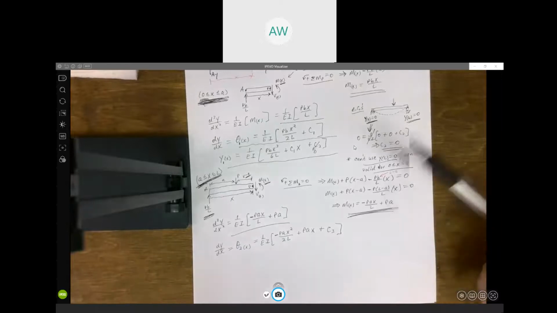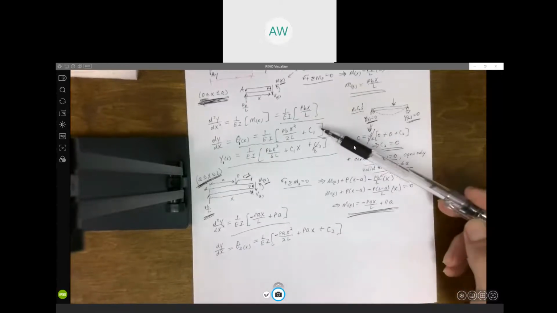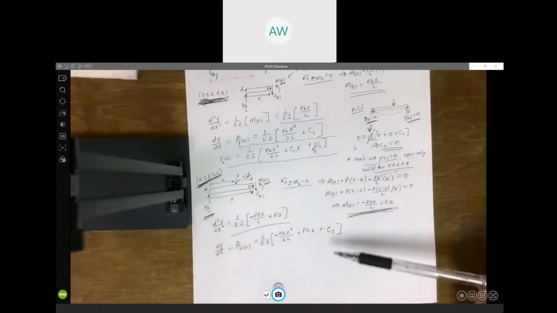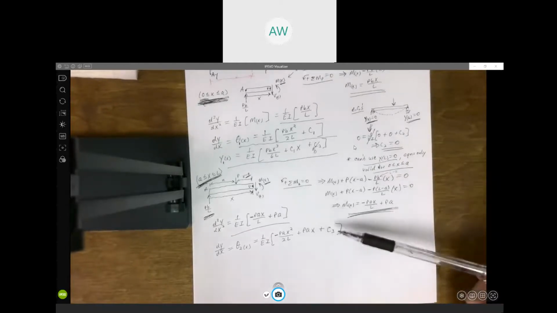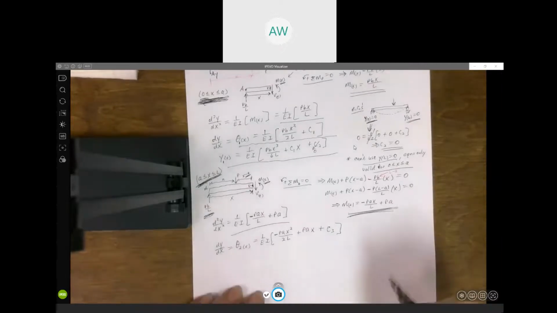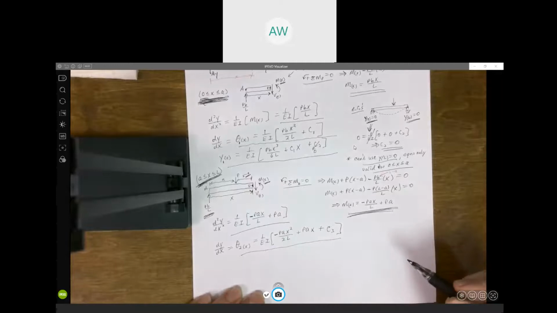But it's also fairly common. I've seen these problems solved where they'll call the constants up here C1 and C2, and down here they'll call them D1 and D2. If you want to do that, that's fine. Or if you want to call these C3 and C4, just make sure you differentiate. We're talking about different constants here than the constants up there.